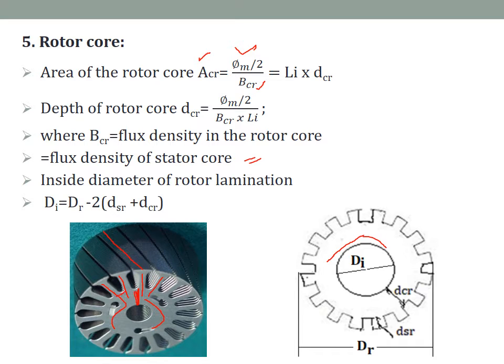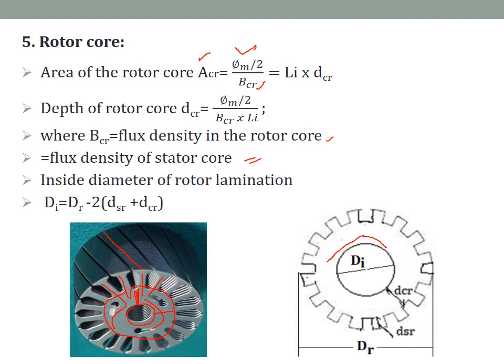So this is the core material, the core portion from here to here. This is the core. This is the DCR. So now the depth of the rotor core is equal to, taking Li to this side, pi m by 2 BCR into Li, where BCR is the flux density in the rotor core, which is also equal to the flux density in the stator core.